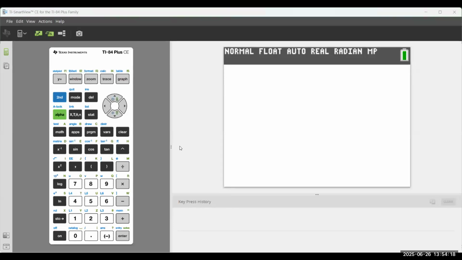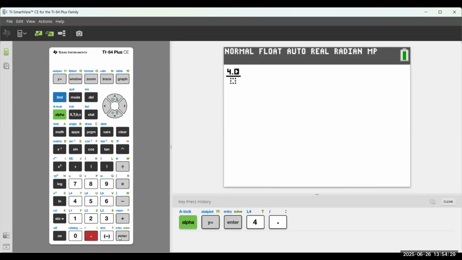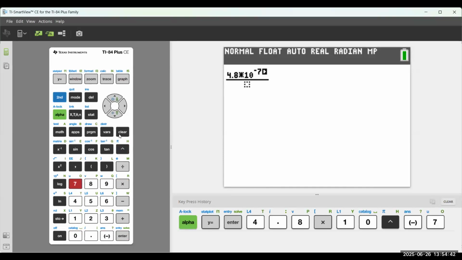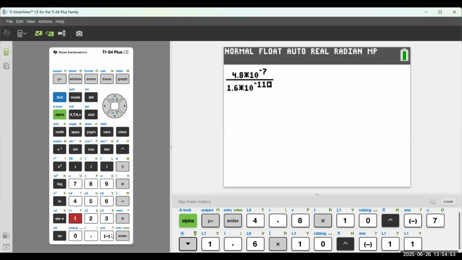On your graphing calculator, the first thing I want you to notice is that the question is a fraction. So alpha is our best friend. Alpha y equals is where our fraction would pop up. And then you can type exactly what you see. Now there's a couple options here. You could type it in as 4.8 times 10 to the negative 7 power all over 1.6 times 10 to the negative 11th power. And that's a perfectly fine way of doing this problem.